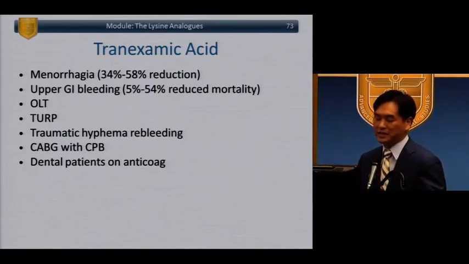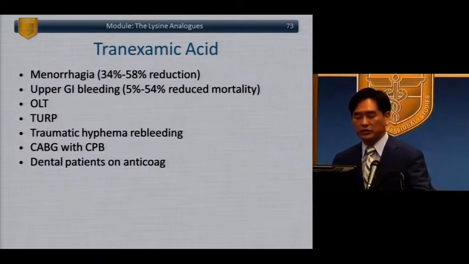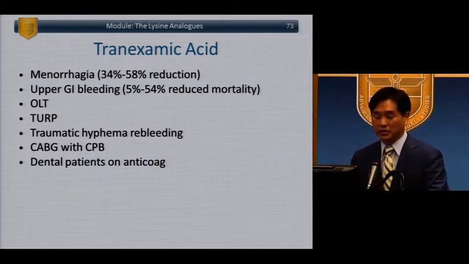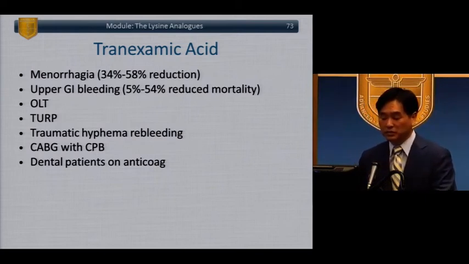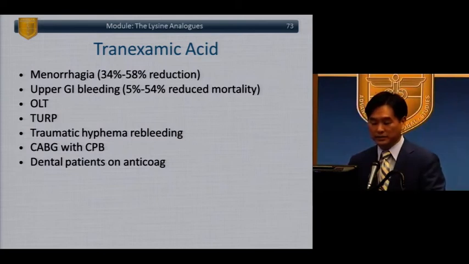Tranexamic acid has been studied in all these things, and it seems to reduce either bleeding or bleeding and transfusion. That includes vaginal bleeding, upper GI bleeding, liver transplant bleeding, TURP bleeding, ophthalmologic bleeding, even dental patients who are anticoagulated for whatever reason.